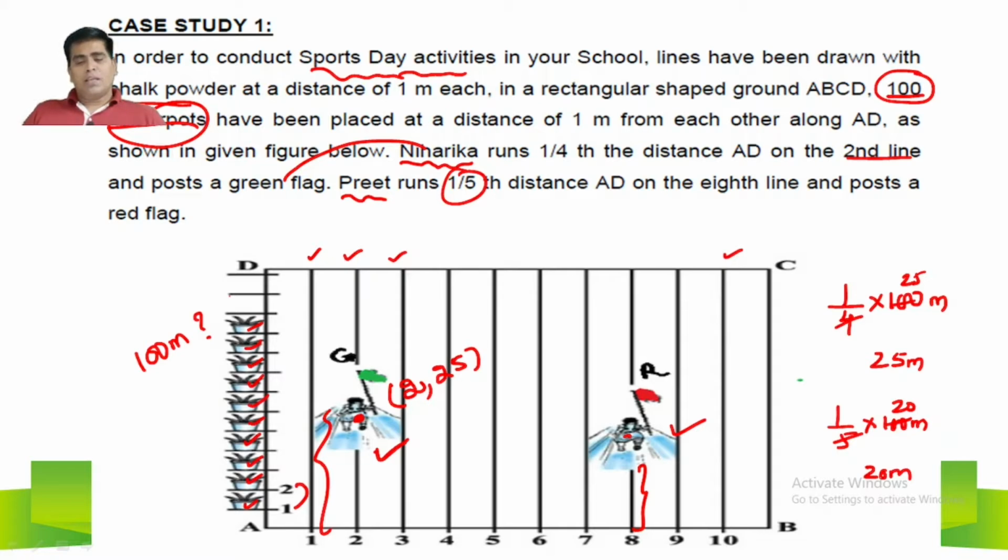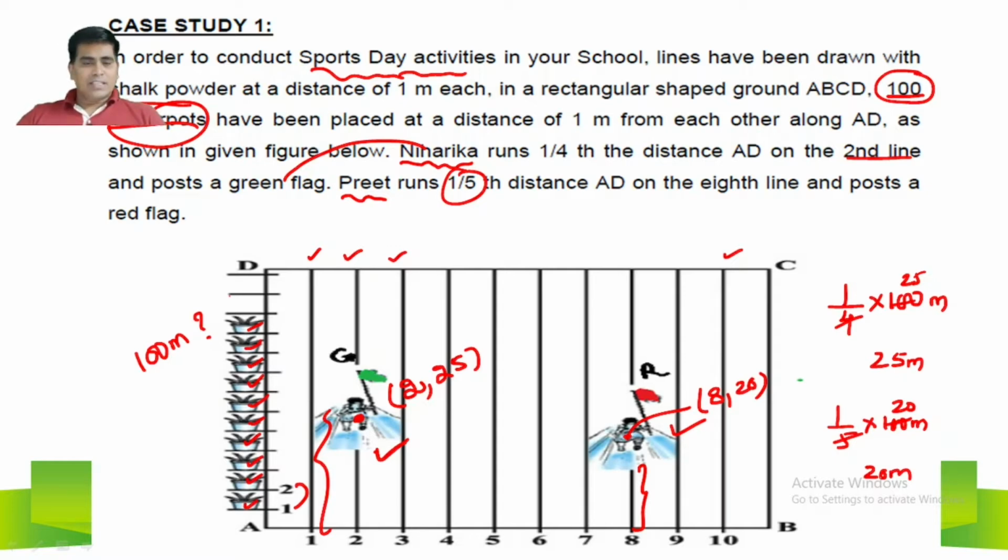So similarly Preet's position I can refer to as 8 comma 20. Why 8? She is running in the eighth lane, and she has covered 20 meters distance. So this is the overall case study. We have discussed what he has given in the data.